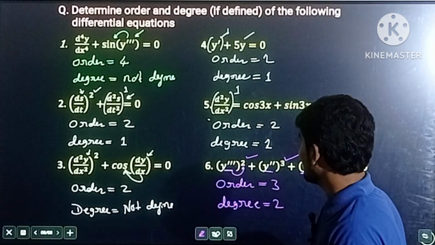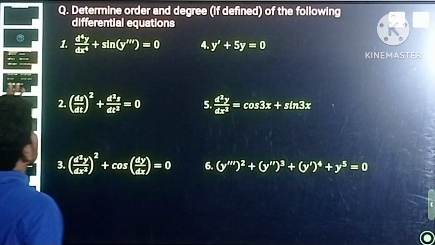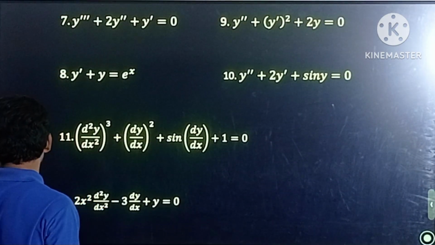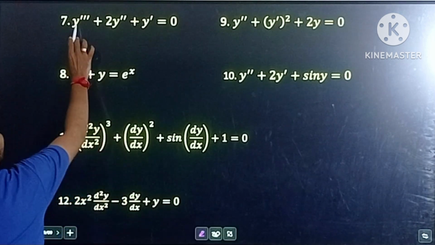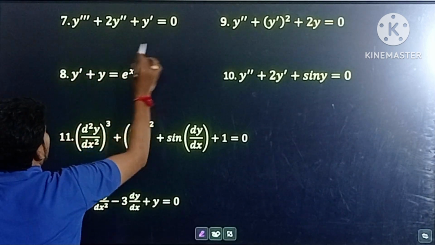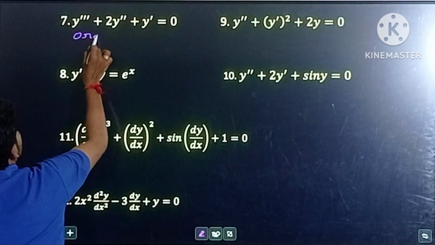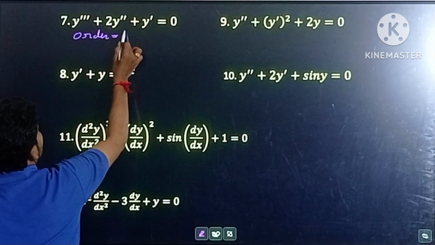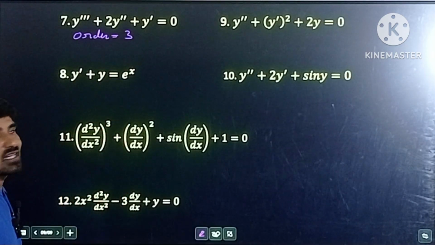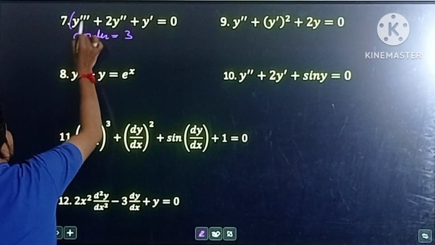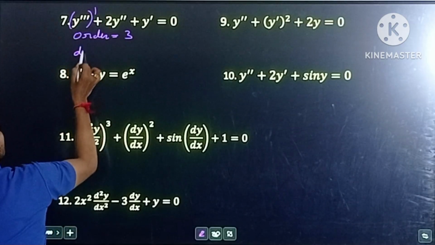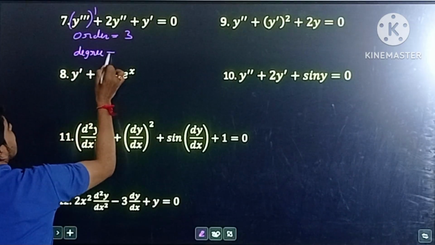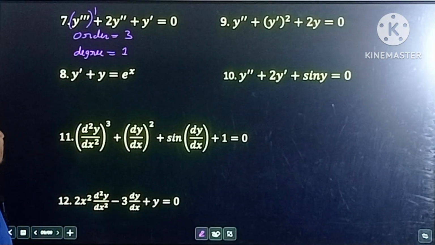Now, let's start the seventh question. And the seventh question is y triple dash plus 2y double dash plus y dash is equal to 0. In this differential equation, highest order derivative is third order derivative, therefore order is 3. And its power is 1, therefore degree is 1. I hope all of you are understanding.